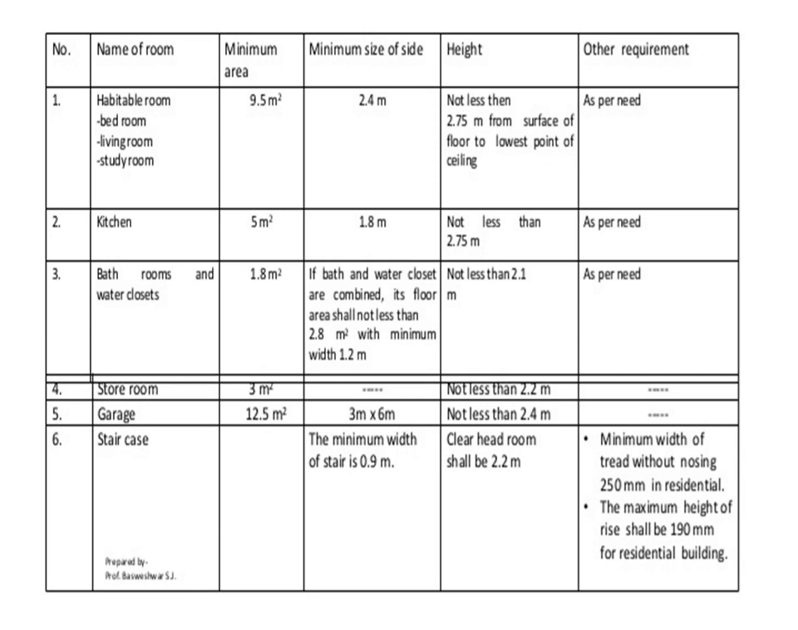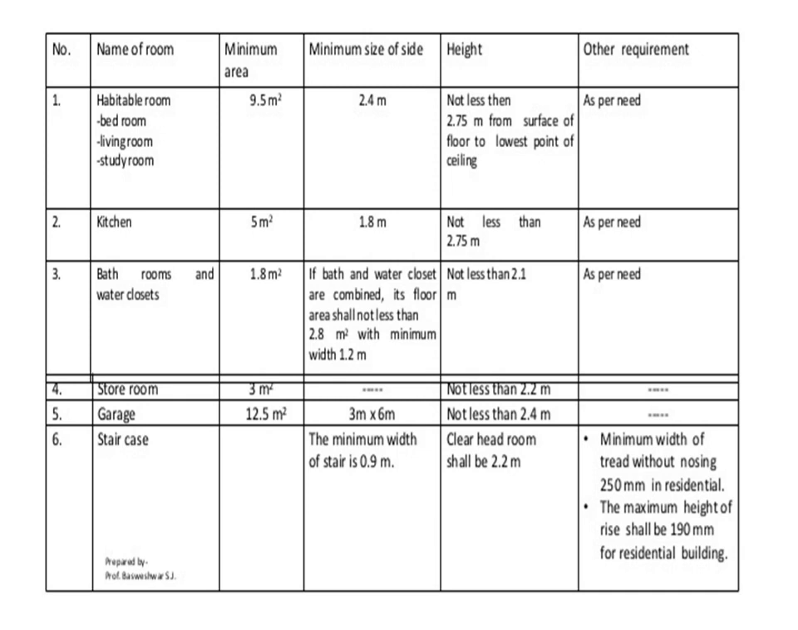Then we will consider the storeroom. The storeroom should have the minimum area of 3 meters square, with height shall not be less than 2.2 meter. Then the next room is garage. Garage shall not be less than 12.5 meters square, with minimum size of side shall be 3 by 6 meter, and the height shall not be less than 2.4 meter.